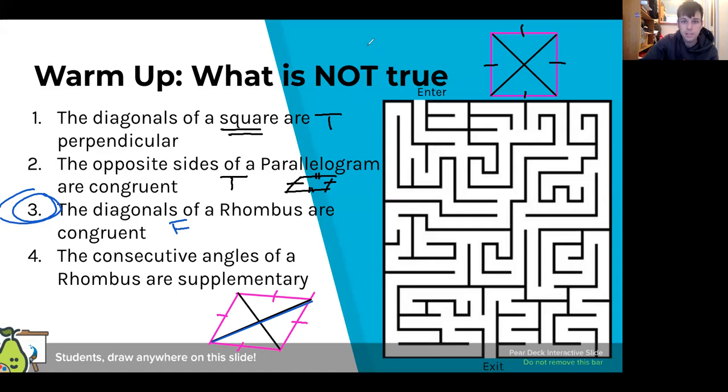Last property here is consecutive angles are supplementary. That is true, right? That's a parallelogram property. These two angles would be supplementary. And a rhombus is a parallelogram. So this one would also be true.